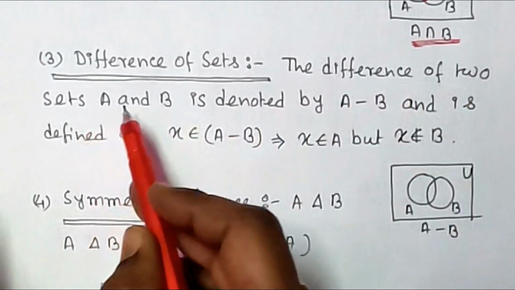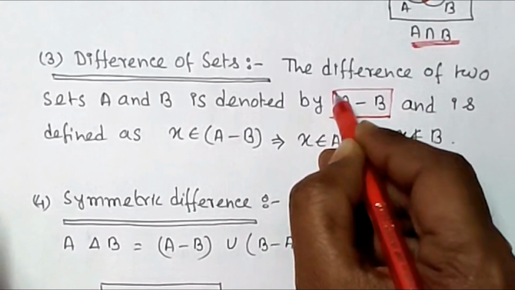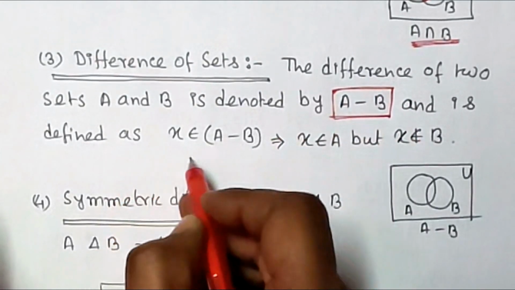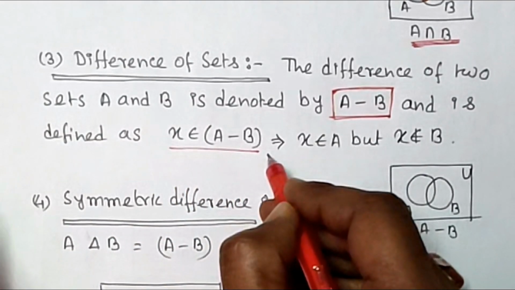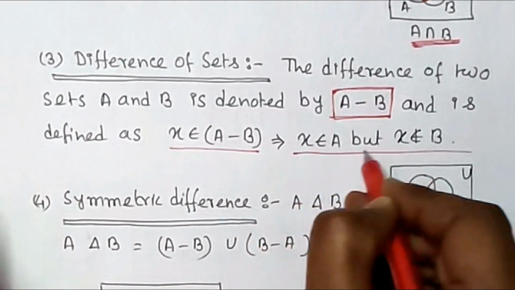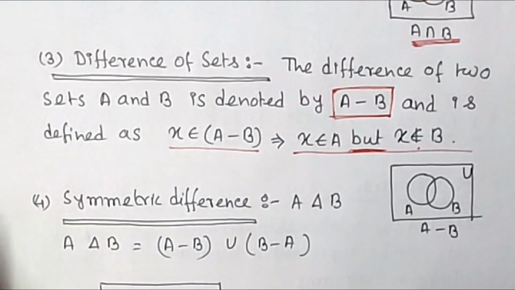Number 3, difference of sets. The difference of two sets A and B is denoted by A minus B and is defined as: if X belongs to A minus B, this implies X belongs to A but X does not belong to B. Don't mistake, A minus B means the difference between the sets A and B, not the difference between the elements.